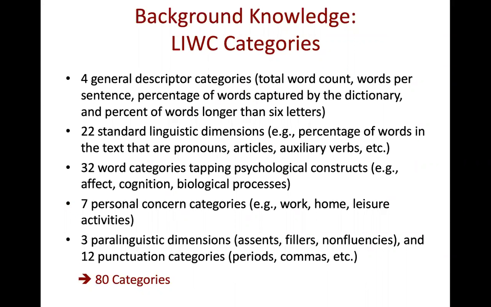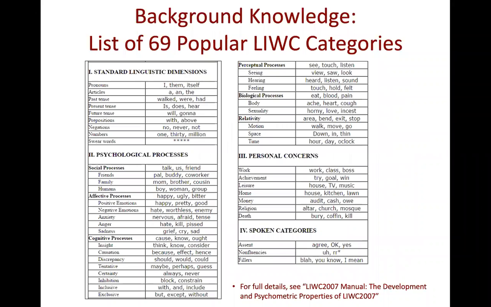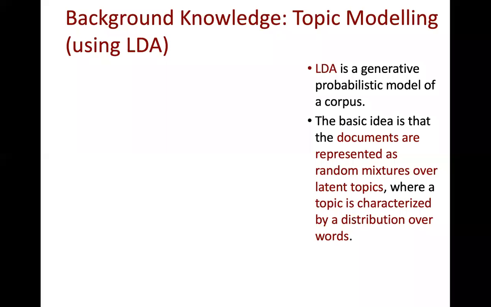It's about 80 categories, right? This is just examples, taken from the LIWC dictionary. You can see there are psychological processes, linguistic dimensions, personal concerns, spoken categories, right? So you can see different types. This is LIWC 2007.